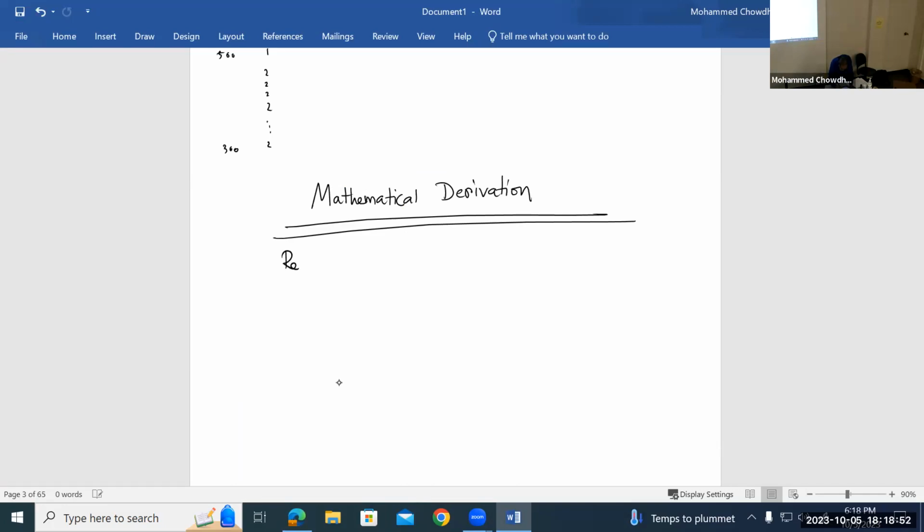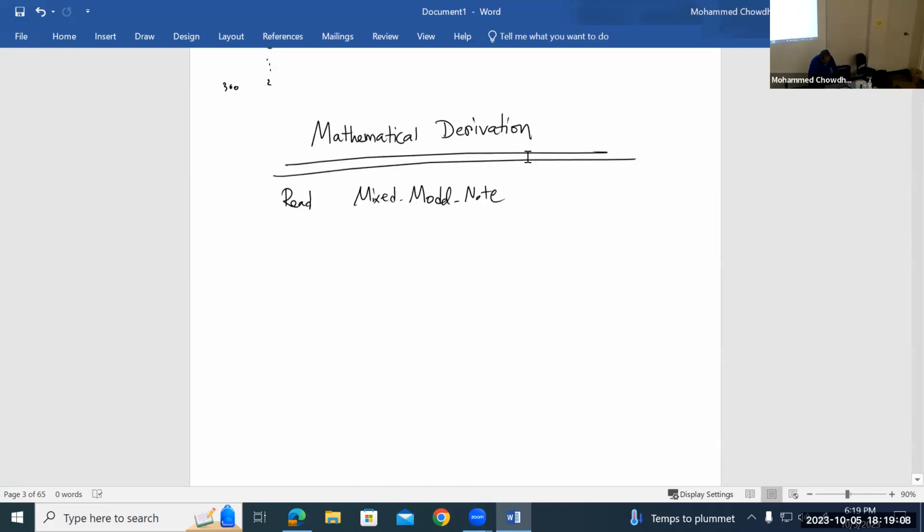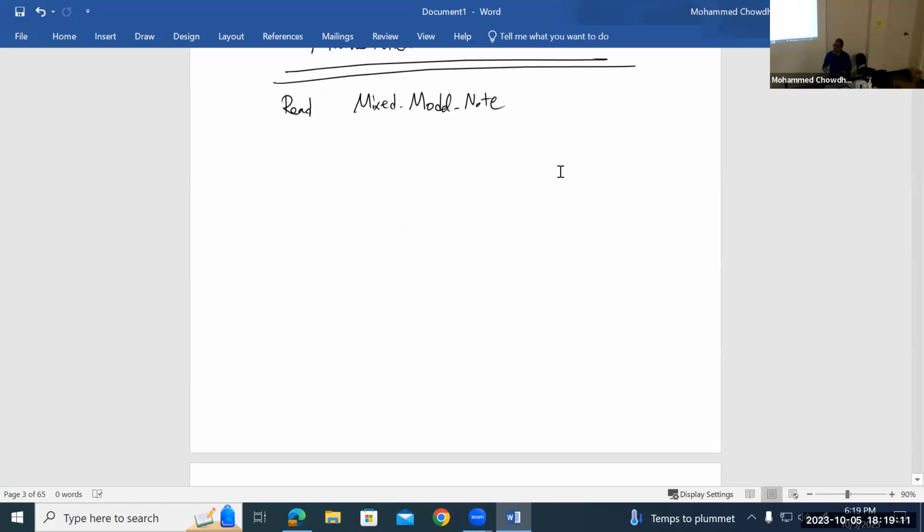Read. Mixed model note. Okay. I am starting now derivations, okay? Clear, right? Everyone understand, right? So read this one.